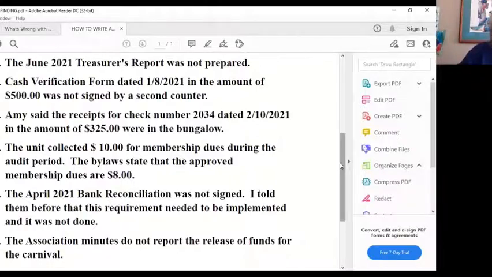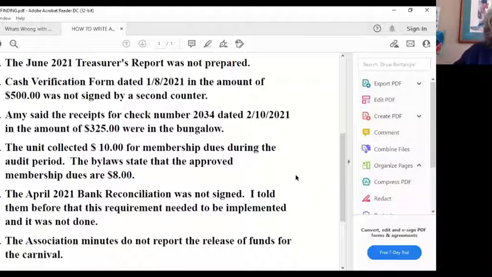The association minutes do not report the release of funds for the carnival. Is that a good statement? Yes, it is, because the association minutes are supposed to record the release of funds. This is very clear, concise, what it's for. And I don't know if the minutes are specific to a date, because release of funds could happen most any time, because you may need a release of funds of $1,000 to do a contract in September, and the carnival is not until May. So in this particular instance, it would be nice to reflect the association minutes, but it may not be as easy as that. It could be anytime.